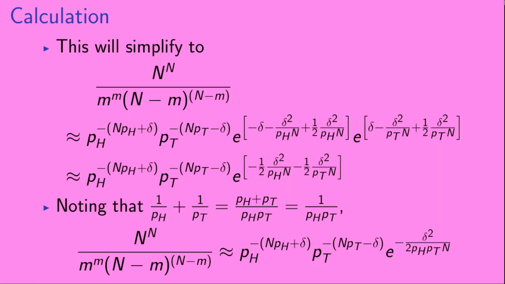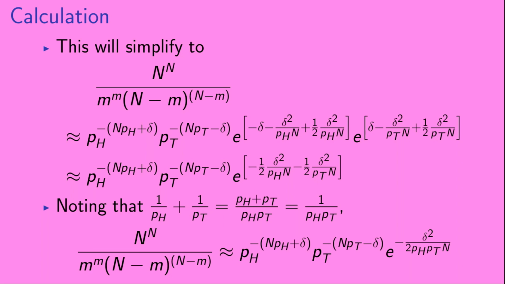Now let's look at our new approximate expression for n^n over m^m (n−m)^(n−m), and see how it simplifies. It contains a factor of pH raised to some power, a factor of pT raised to some power, and two exponentials. Let's take a look at those exponentials and see how they simplify. First of all, the first exponential contains a factor of e to the minus delta, and the second exponential contains a factor of e to the delta. These two factors will cancel, and so we can ignore them.